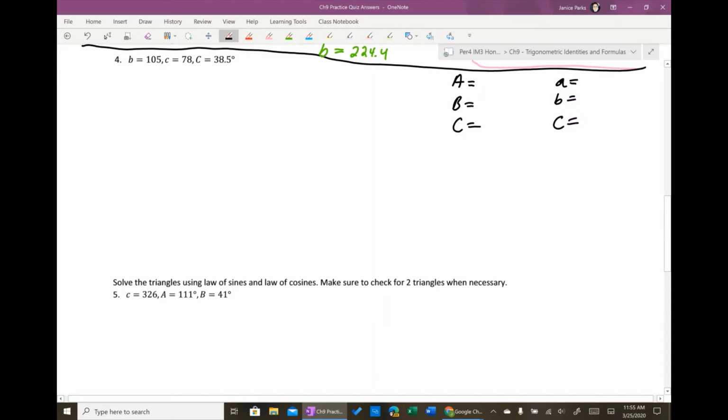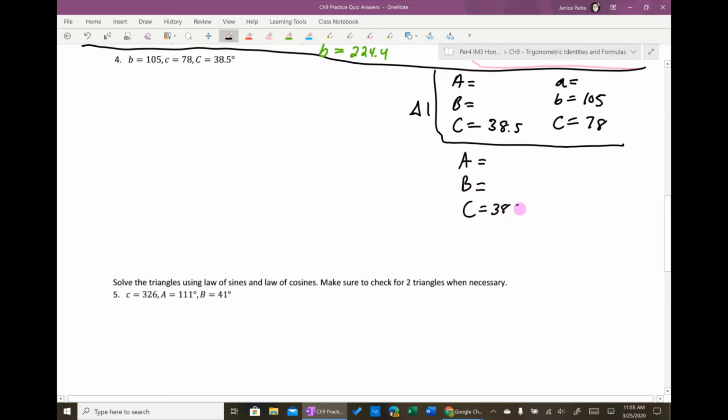The given information for number 4: B is 105, C is 38.5, and C is 78. So again, just like last problem, we are going to have to check for a second triangle. So we have A, B, C, and A, B, and C.